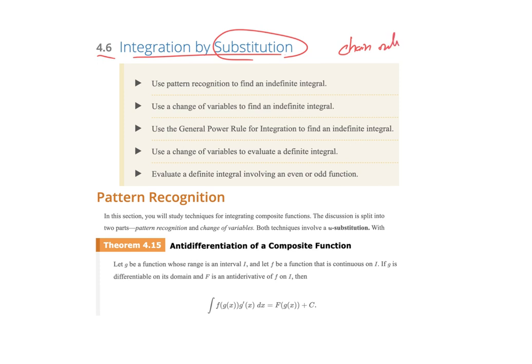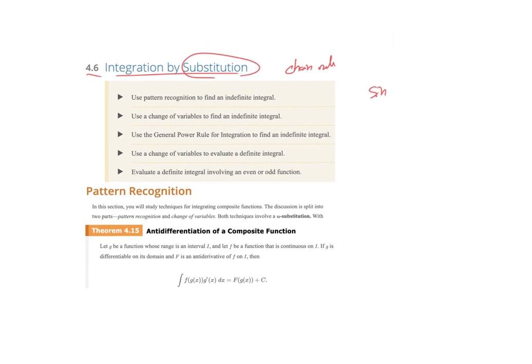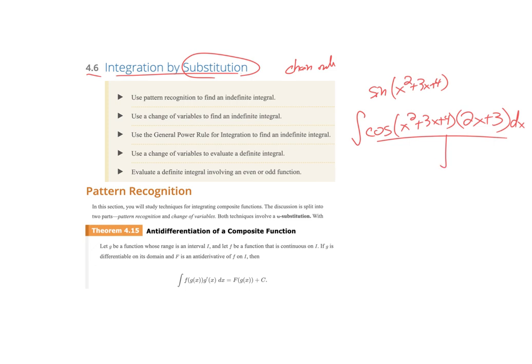Remember when we took the derivative of something like sine of x squared plus 3x plus 4, we'd take the derivative of the outer function, which was cosine of x squared plus 3x plus 4, and then multiply by the derivative of the inner function, which was 2x plus 3. So to take the integral of this function now and get back to the original sine of x squared plus 3x plus 4, we have to make sure that these parts are all in place.